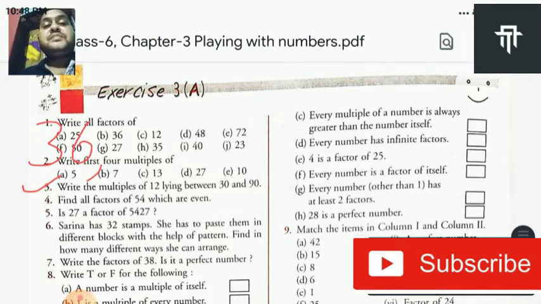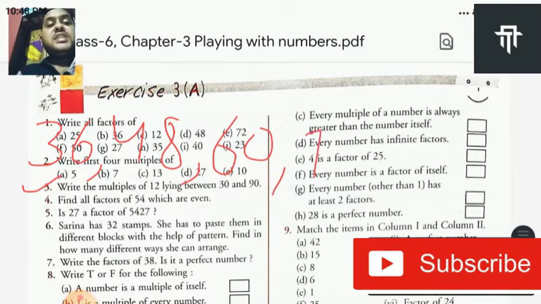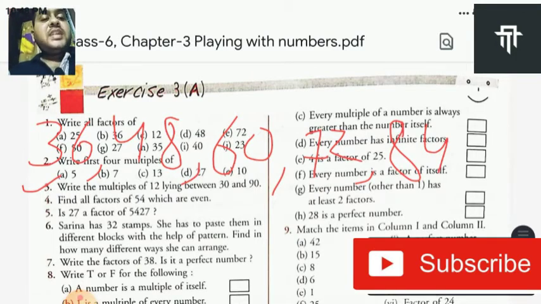Then the second number is 12 into 4, which is 48. Then next one is 60. Then next one is 72. Then next one is 84. So 12 into 3 is 36, 12 into 4 is 48, 12 into 5 is 60, 12 into 6 is 72, 12 into 7 is 84. Now 12 into 8 is 96.